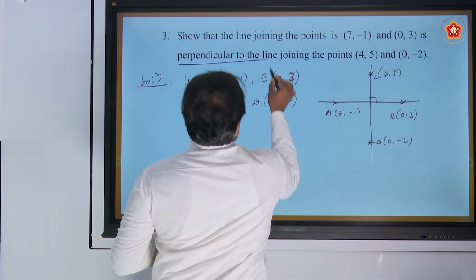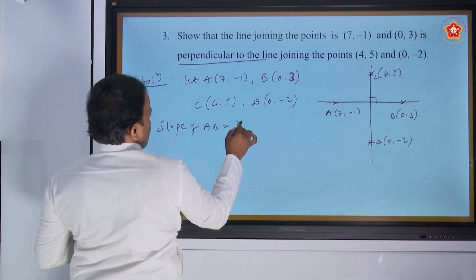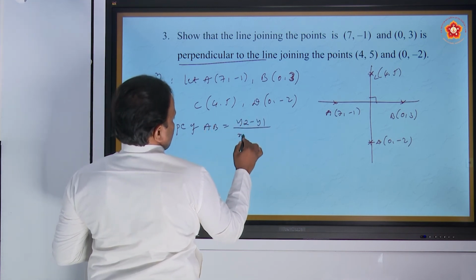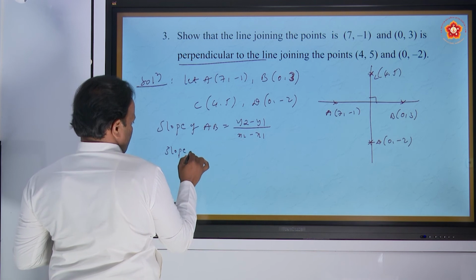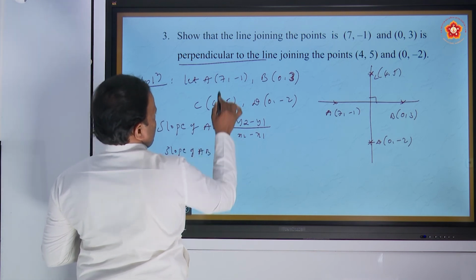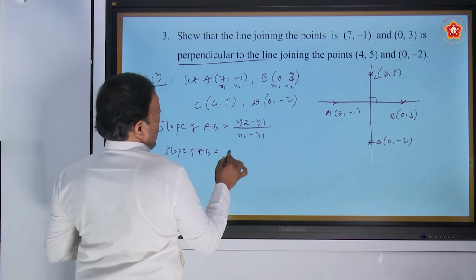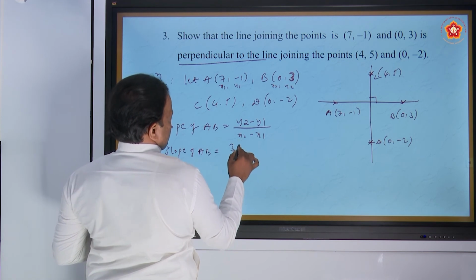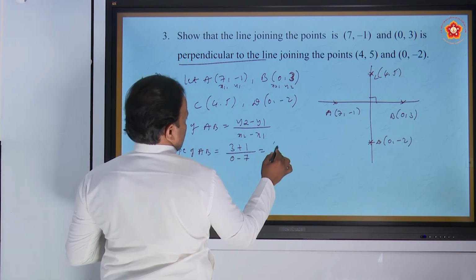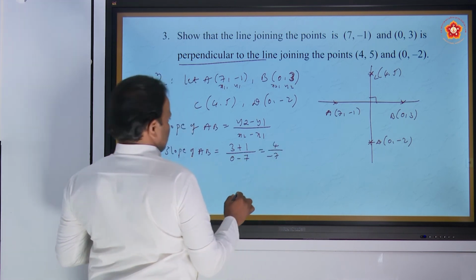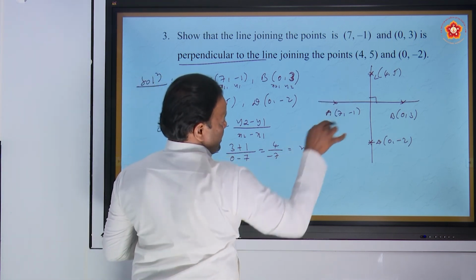Here it is given perpendicular. First find the slope of AB. We know that slope is y2 minus y1 divided by x2 minus x1. Slope of AB is equal to, with x1 y1 x2 y2, what is y2 here? 3 minus, what is y1 here? Minus, minus becomes plus 1, divided by x2, 0, minus x1, 7, is equal to 4 by minus 7. Correct? This is the slope of AB. I say M1 here. Now find the slope of CD.